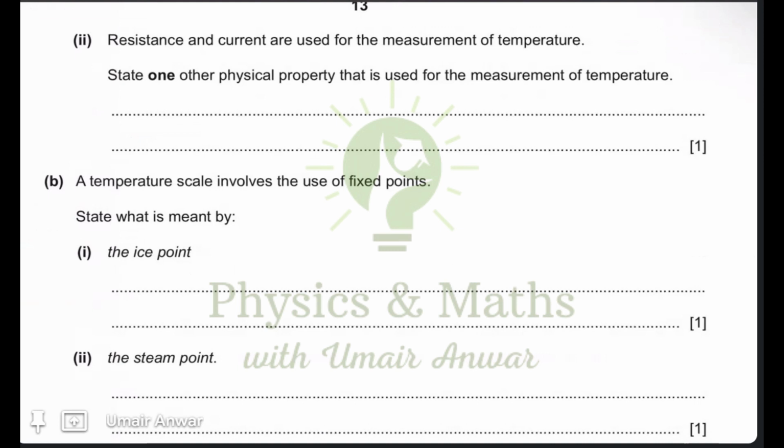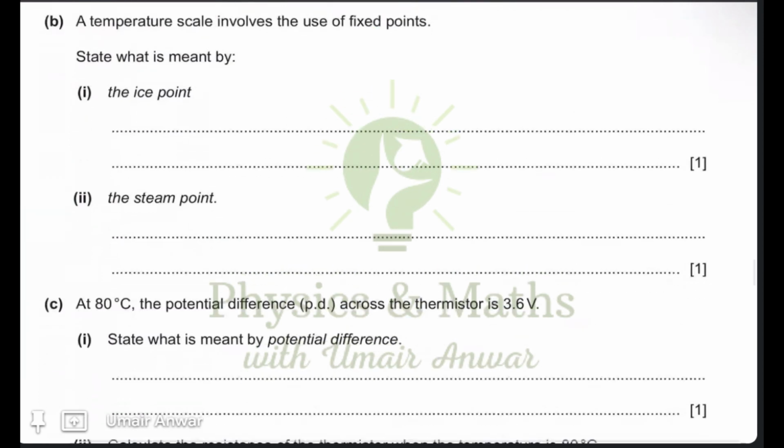State one other physical property that is used for measurement of temperature. So for example, we could use the volume for the measurement of temperature, the change in the volume. So volume of liquids or gases could be used to measure the temperature. A temperature scale involves the use of fixed points. State what is meant by the ice point.